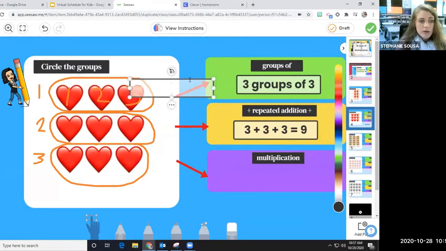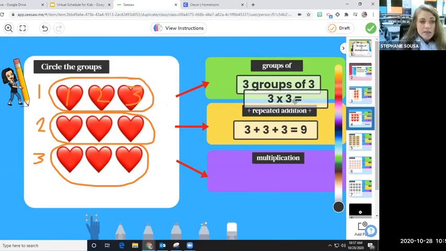Now we're going to create the multiplication equation. And as we noticed, there are 3 groups and 3 items in each group. So that tells me that my numbers in my multiplication sentence are going to be the same. Again, you will notice they follow the same order. 3, 3, groups of 3, 3.